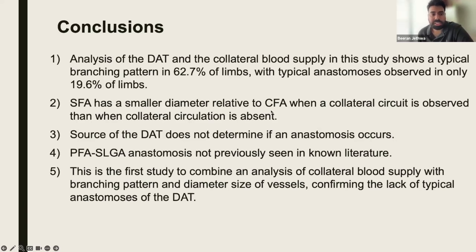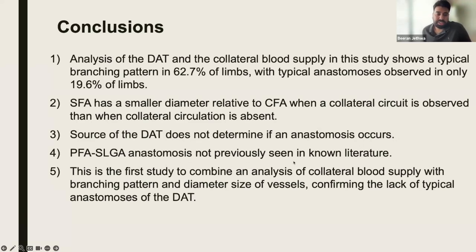The superficial femoral artery had a small diameter relative to common femoral artery when a collateral circuit is observed and when a collateral circuit is absent. So this was our suggestion that when the superficial femoral artery is wide enough in diameter, a collateral circuit is less likely to be required. And the source of the descending artery does not determine if anastomosis occurs.